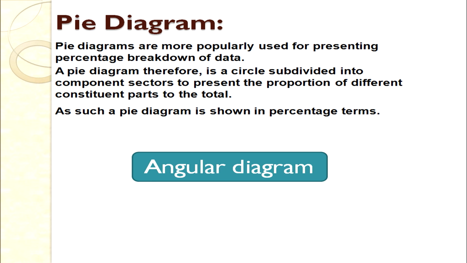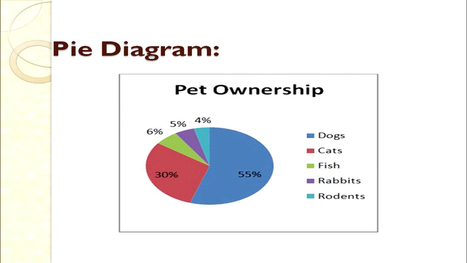Let's take a pie chart to understand. In this pie chart, pet ownership is shown. From the pie chart, it is very clear that most people want to have dogs as their pets, then cats, then fish, then rabbits and then rodents. So, we can clearly see that the pie diagram is showing the percentage breakdown of the data. After knowing this, we can discuss the steps in the construction of a pie diagram.